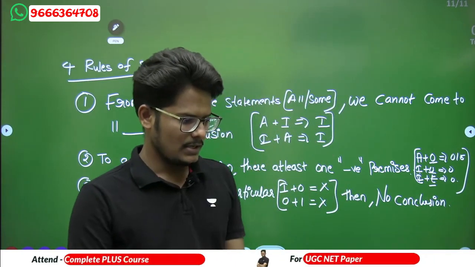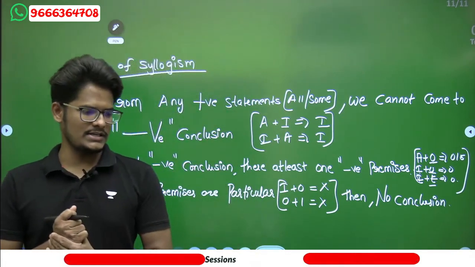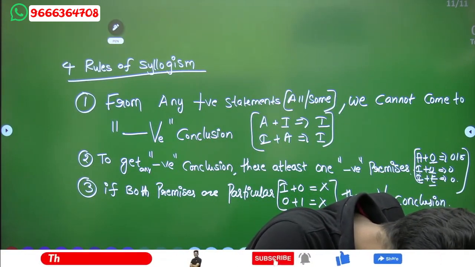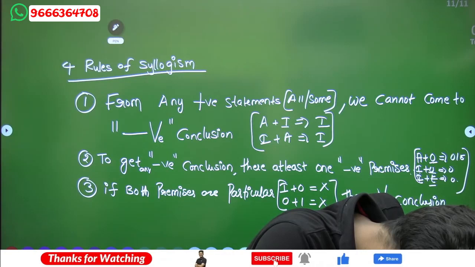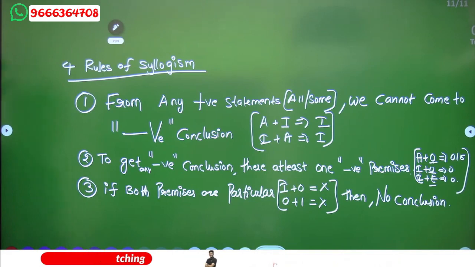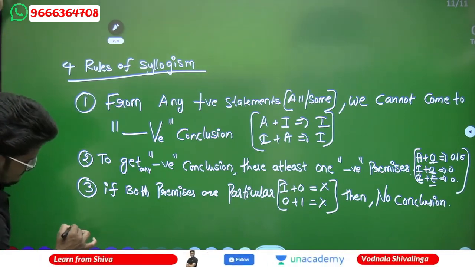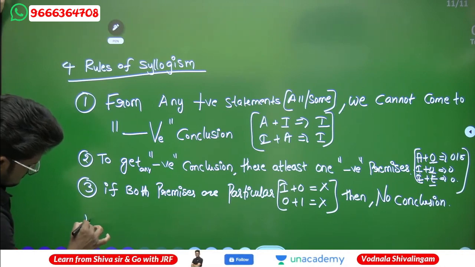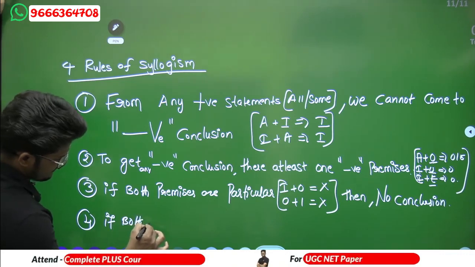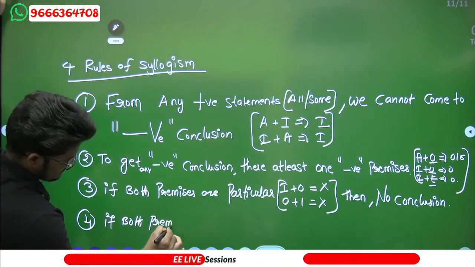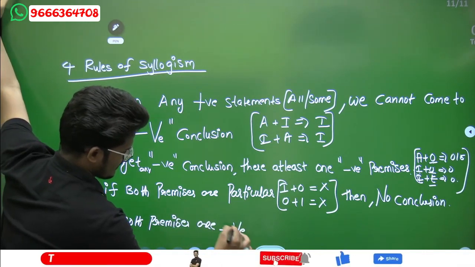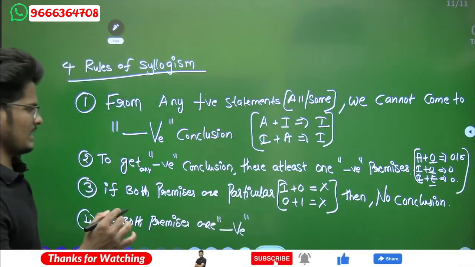Okay. Last one is that if both the premises are negative, then no conclusion can be drawn from the given premises. From both being negative, that is E plus O.